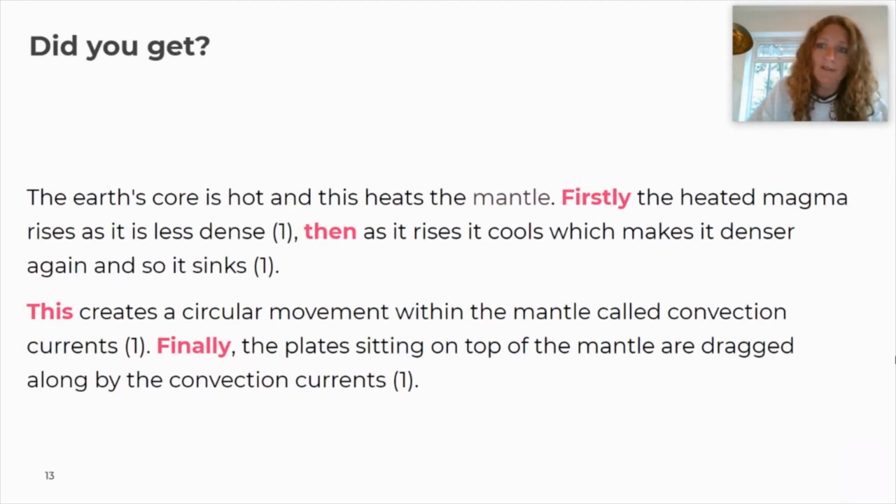Right, go through your answer. You don't have to give yourself a 1. You can give yourself a big tick for each of the points that you made. Can you again highlight where you use the word firstly, then this, finally, so that you've got it really clear? And then that is the end of today's session.